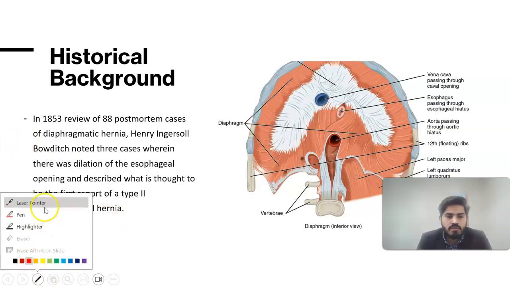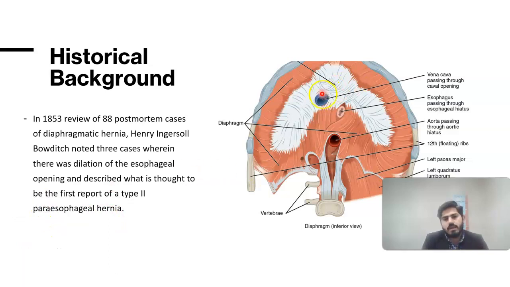As we can see, one is this vena cava opening through which the inferior vena cava passes. The other one is this esophageal or hiatal opening, and the third one is this aortic opening. So the main opening through which the hiatal or paraesophageal hernias take place is this esophageal opening, through which the contents go upwards towards the thoracic cavity, into the chest.